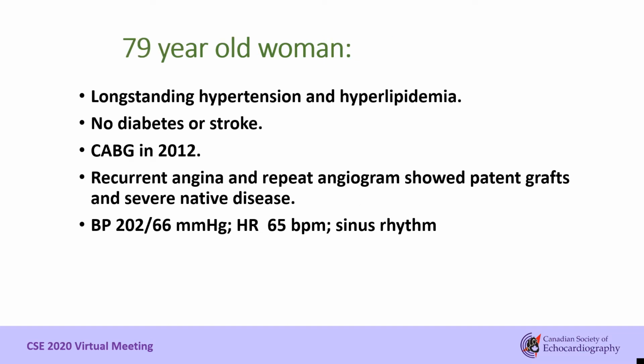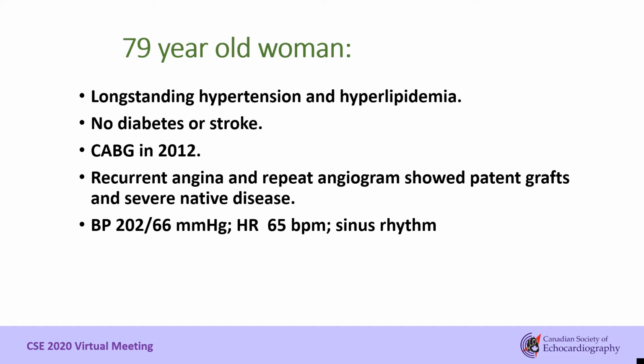The next case was a 79-year-old woman with hypertension and hyperlipidemia. She had no diabetes or stroke. She had a bypass surgery in 2012, and unfortunately, she had developed recurrent angina. A recent coronary angiogram showed that the grafts were patent, but she had severe native disease.